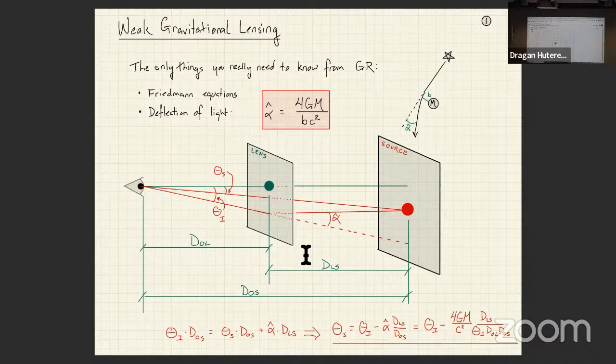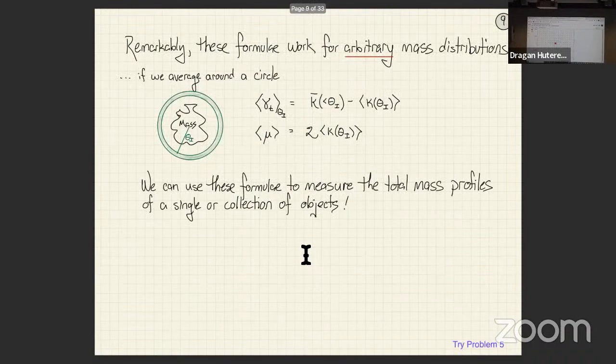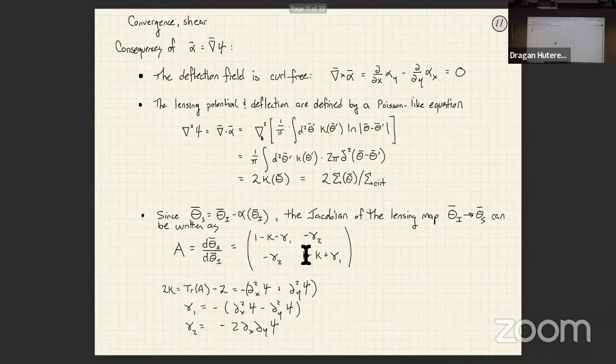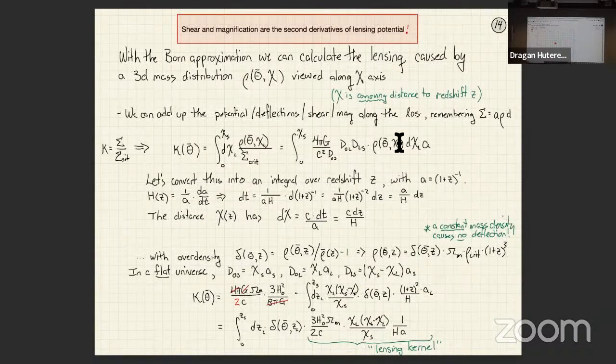So far we've dealt with one lens. How would you deal with stacked lenses? Yeah, so that is the next bit of slides, where we will do integrations along the line of sight. Basically you just add up the deflections from each successive bit of mass that you encounter. Okay.